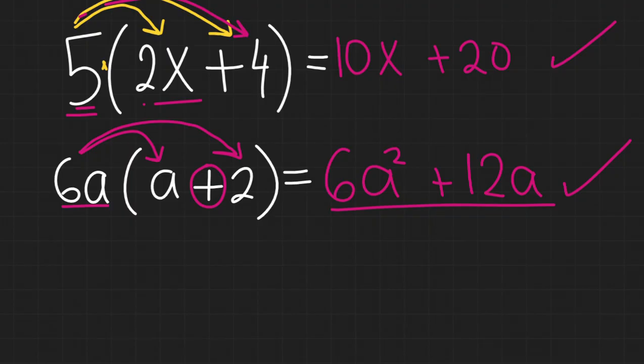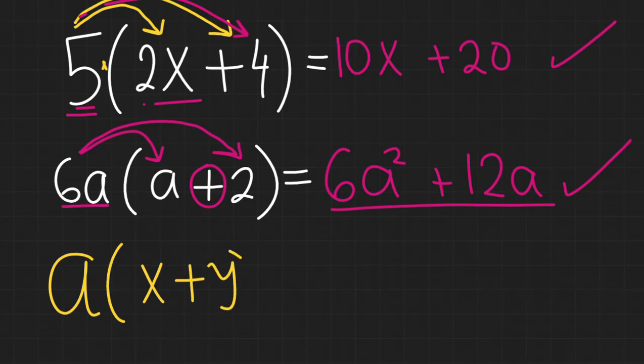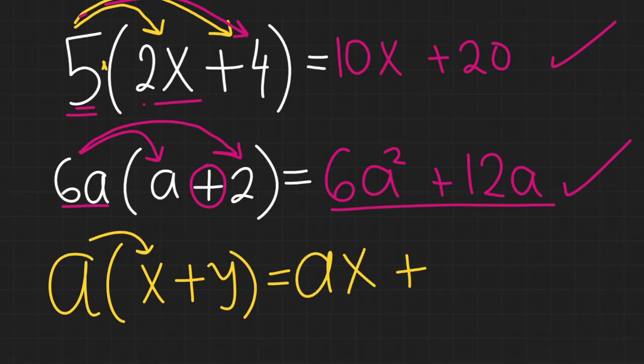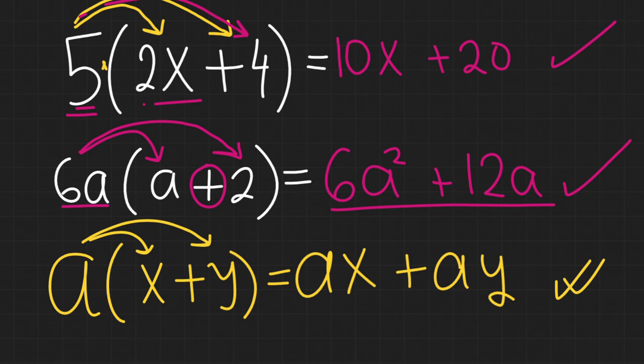So if we want to write it as a formula, for example, a multiplied by x plus y, the only thing we do is a times x and then a times y. That would be the answer.